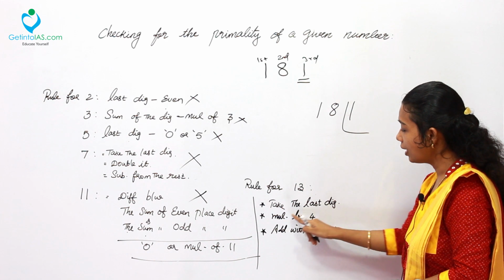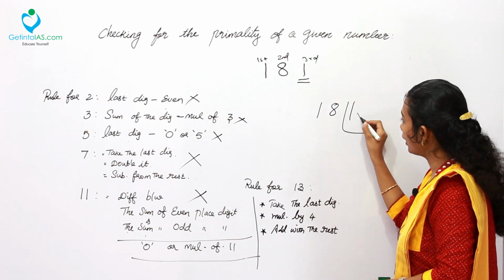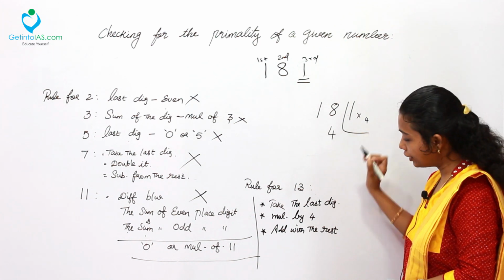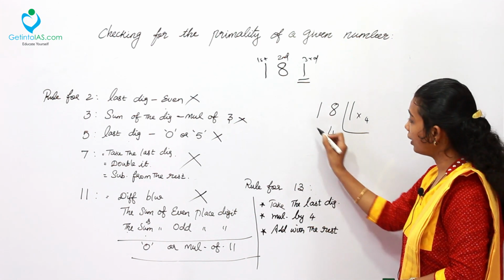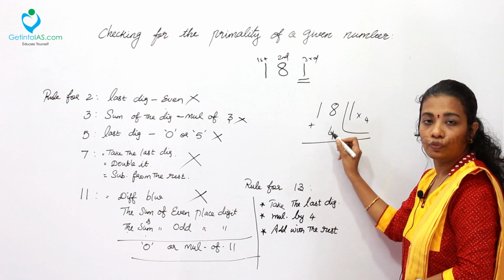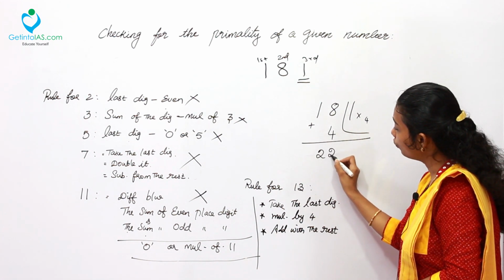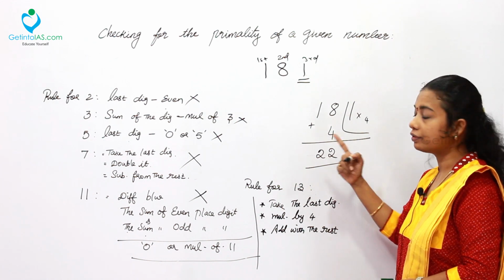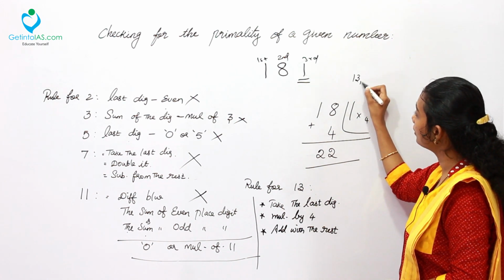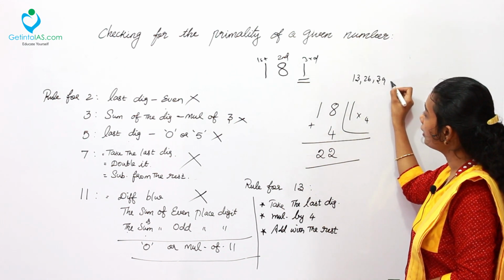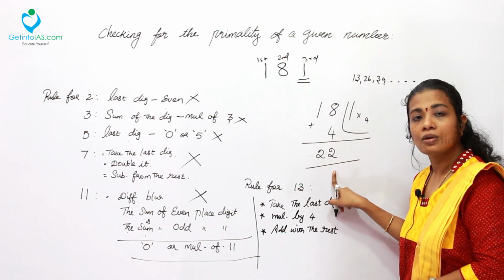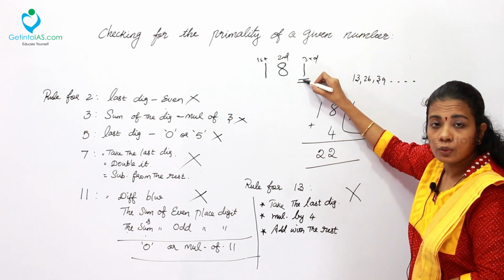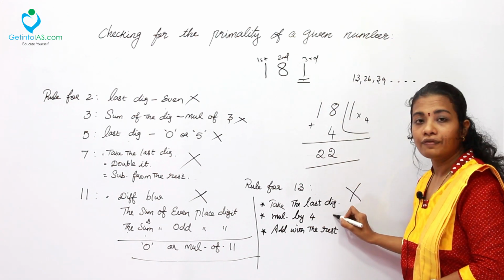I have separated that, multiply by 4. So 1 into 4, the result is 4. It is to be added with the rest. So I have taken 18 plus 4. What is 18 plus 4? Which is going to be 22. 22 is not a multiple of 13. What are the multiples of 13? 13, 26, 39 and so on. 22 is not a multiple of 13. So we can easily conclude 181 is not a multiple of 13.